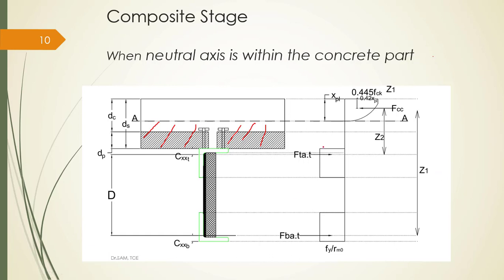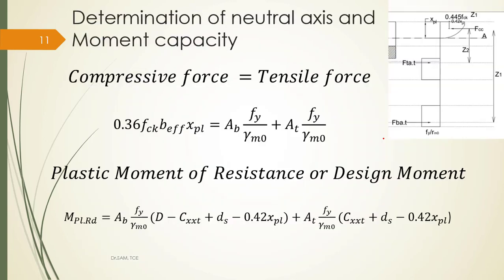So therefore, I take the stress block of the top chord as well as the bottom chord. This is under compression. So here the lever arms of these forces are said to be Z1 and Z2. I'll explain while calculating the moment capacity for this particular case. So here I am calculating the moment capacity of the first case where the neutral axis is within the concrete.